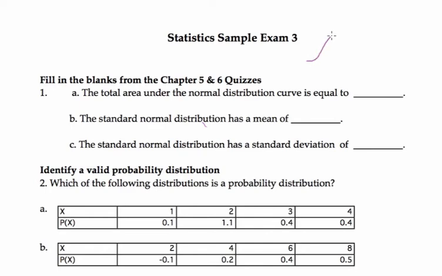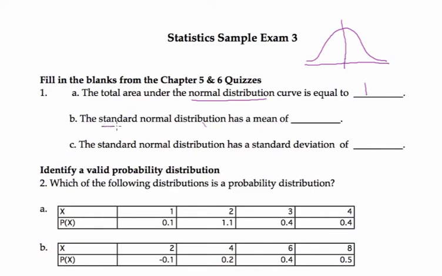The normal distribution curve is kind of like this. I can never draw it straight. That's a normal distribution curve. The total area under the curve is like the total probability. That's 100%, or we usually say 1.